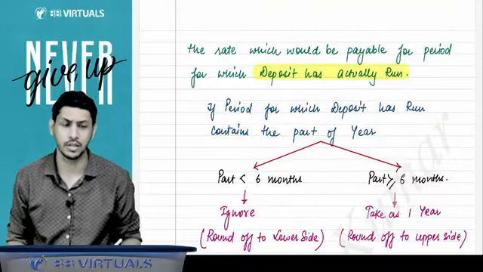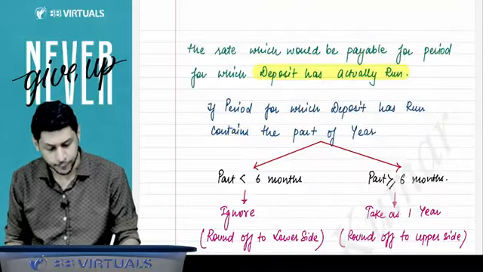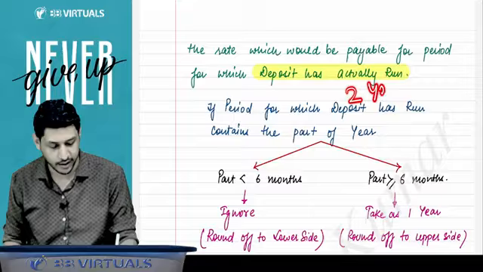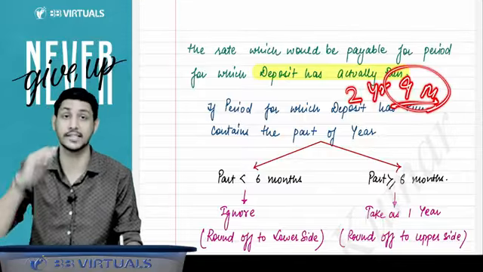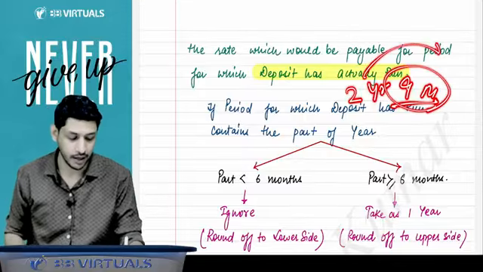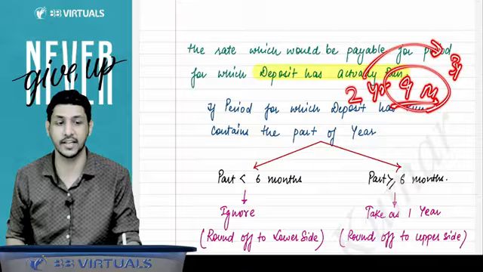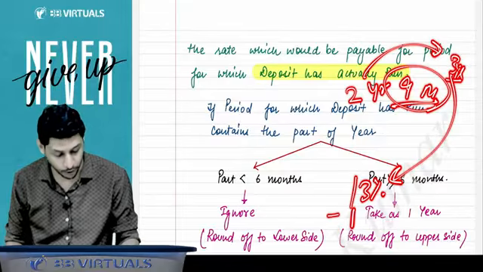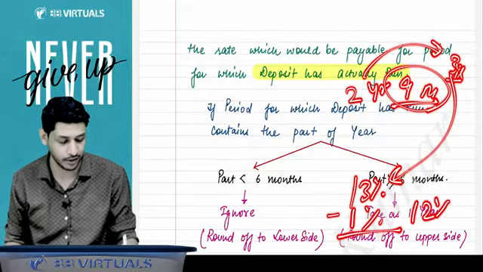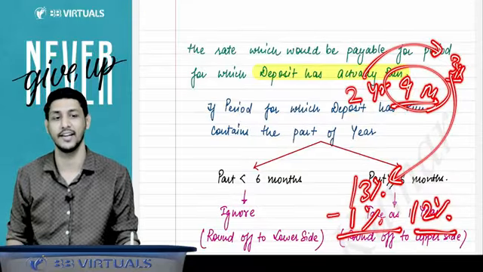Sir, suppose he came after 2 years, 9 months, then what will happen? Then this fraction of year is 6 months or more, so it will be rounded off to the upper side. It will be considered as 3 years. So the 3 year rate will be applicable, that is 13%. And from that 1% penalty will be deducted. So he will be getting 12% interest.